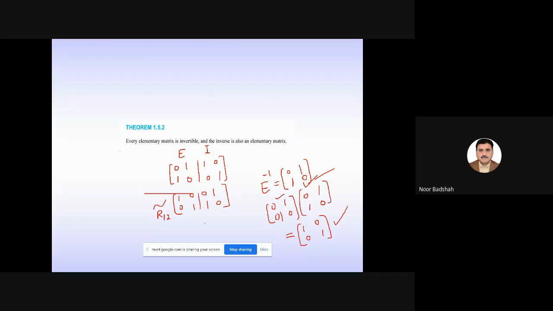So E inverse is what? That is the same matrix, this one, which is again an elementary matrix. You see, this is also an elementary matrix. So that's what we say here, that every elementary matrix is invertible, and the inverse of an elementary matrix is also an elementary matrix.